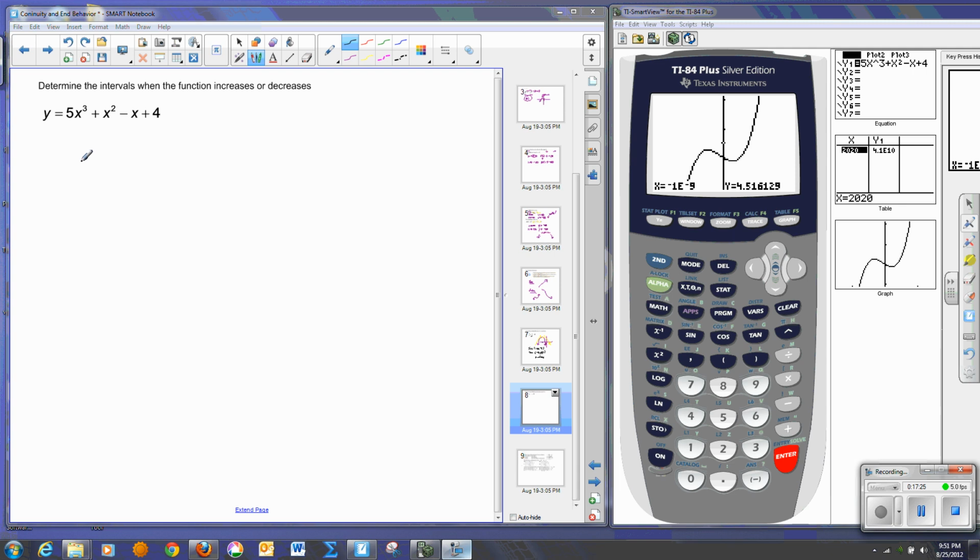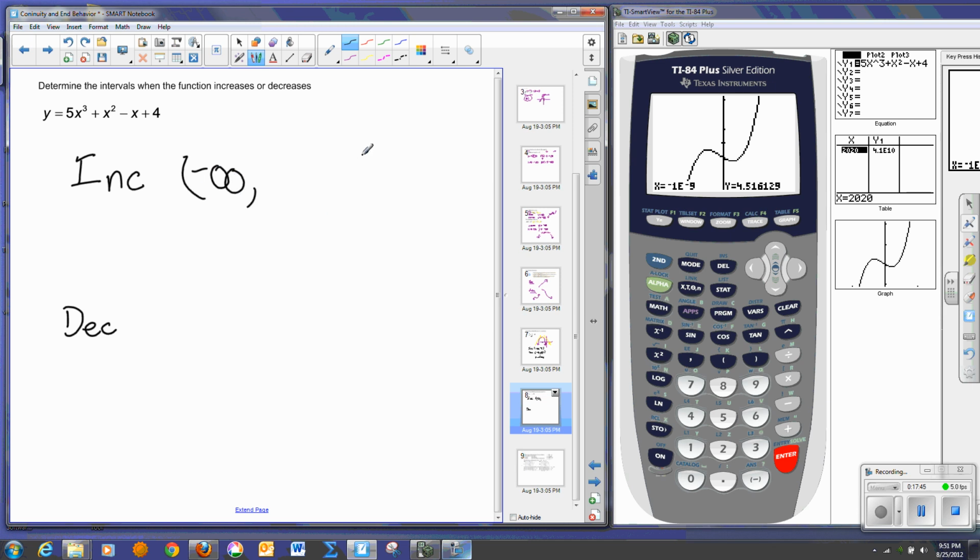So I'm going to start setting my intervals up right away. I'm going to say this increases and decreases at the following points. Well, you'll notice that from -infinity up to this point, it rises. I just don't know what that point is. And it also rises from some point to infinity.